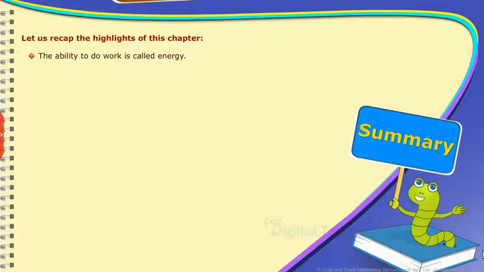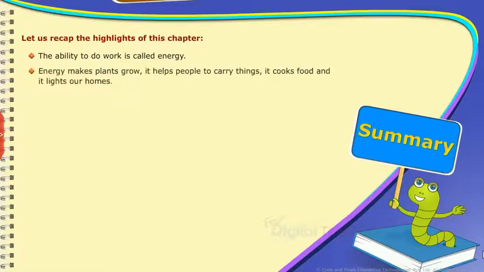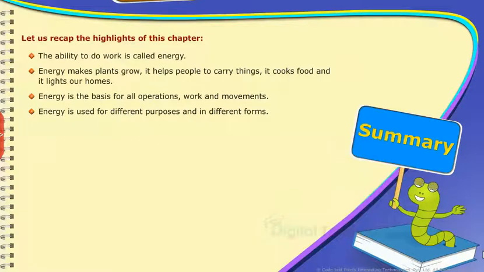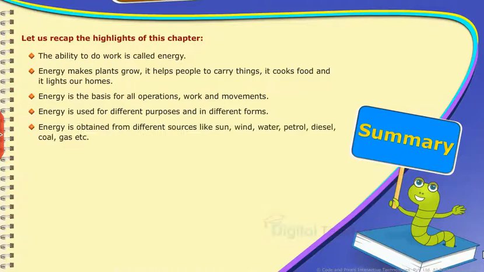The ability to do work is called energy. Energy makes plants grow, it helps people to carry things, it cooks food, and it lights our homes. Energy is the basis for all operations, work and movements. Energy is used for different purposes and in different forms. Energy is obtained from different sources like sun, wind, water, petrol, diesel, coal, gas, etc.